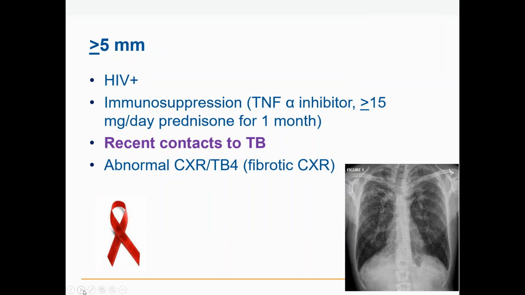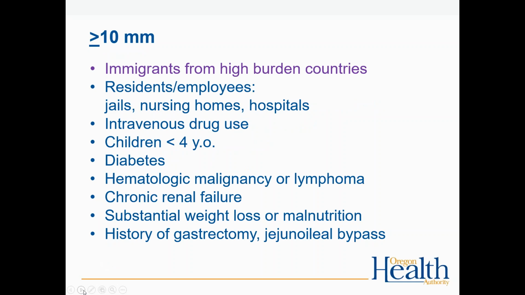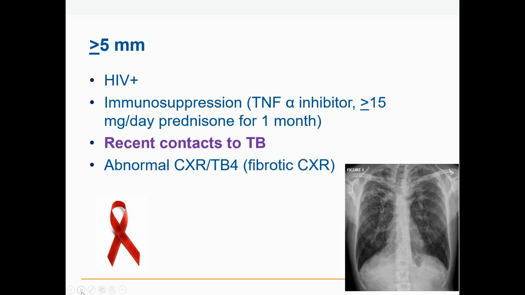Okay, a little bit about TST positivity, and I'm just going to run through these really fast. So that's the list of greater than 5 millimeters. That would be a positive. I think most important for us is this includes recent contacts to somebody with TB disease, so don't forget that. That's a good x-ray though. That shows that kind of upper lobe reticulonodular kind of scarring type pattern, that fibrotic chest x-ray. So that's the x-ray that we are most concerned about in terms of risk factors for progression. Yeah, exactly.